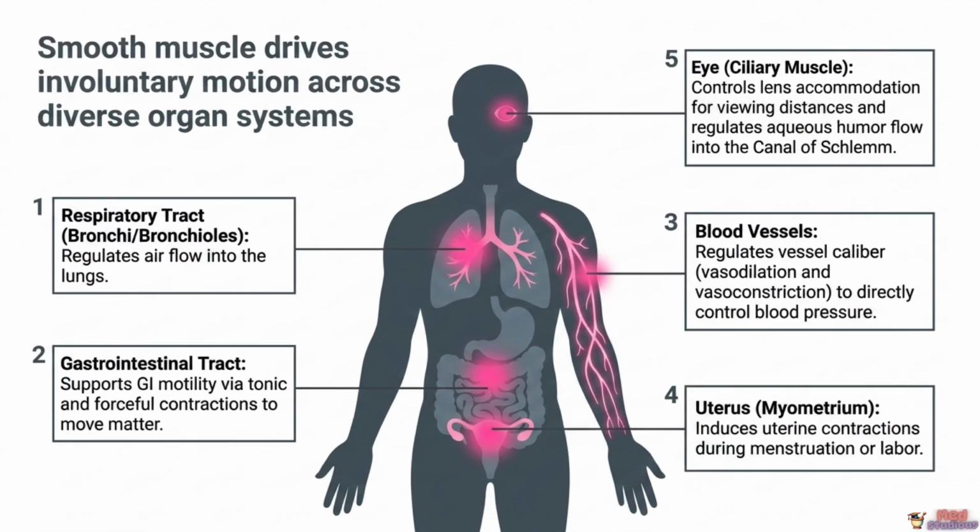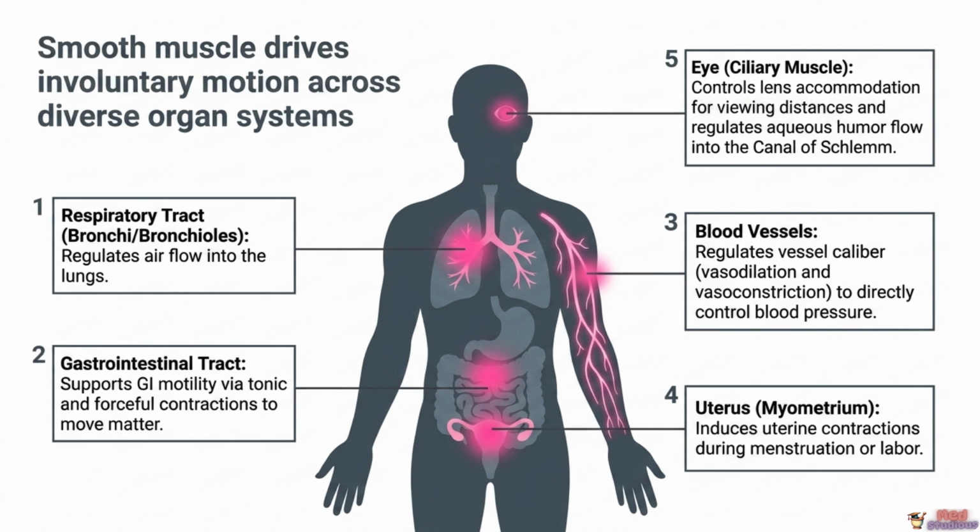Because smooth muscle forms the walls of hollow structures, it drives involuntary motion across an incredibly diverse array of organ systems. Let's trace its path through the body. In the eye, the ciliary muscle controls lens accommodation, adjusting our focus for different viewing distances, and regulates the flow of aqueous humor into the canal of Schlemm to maintain ocular pressure. Moving down to the respiratory tract, smooth muscle wraps around the bronchi and bronchioles to constantly regulate the amount of airflow entering the lungs. In the gastrointestinal tract, it supports GI motility, using both tonic and forceful contractions to push matter through the digestive system.